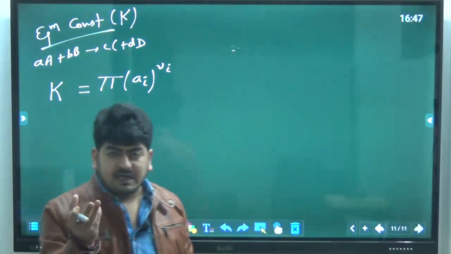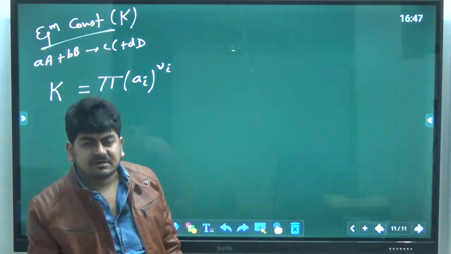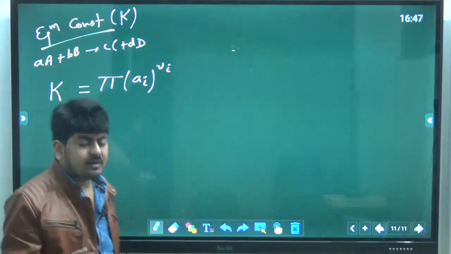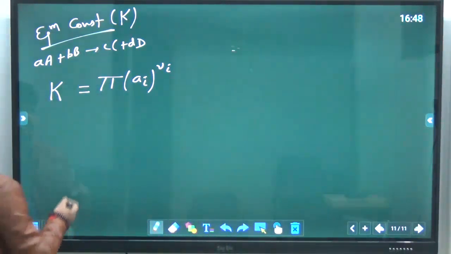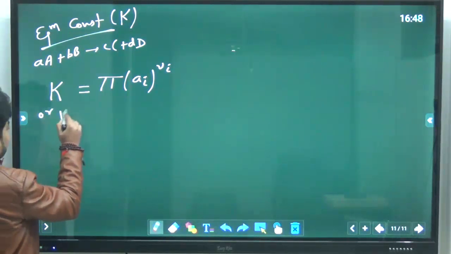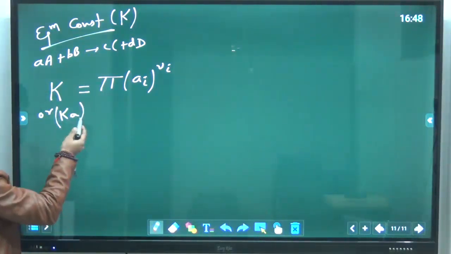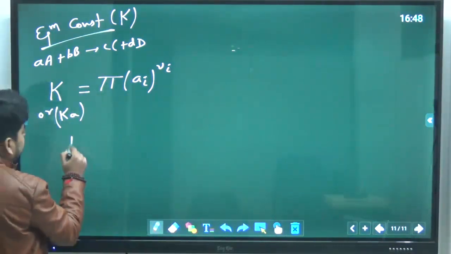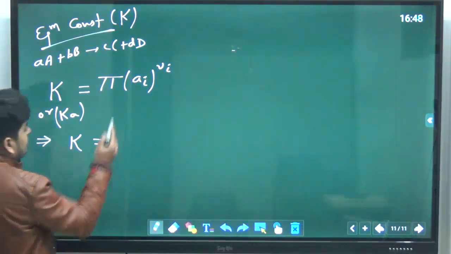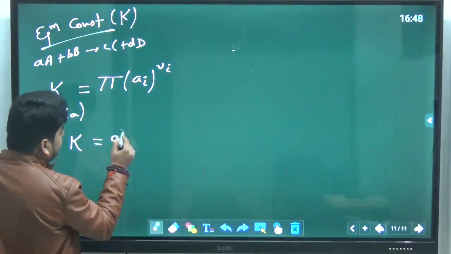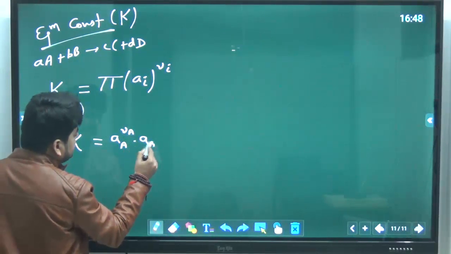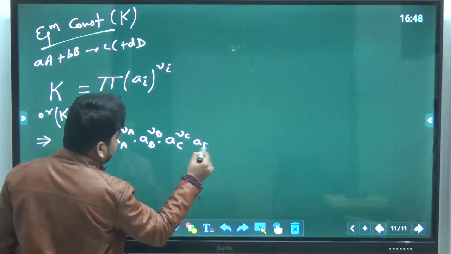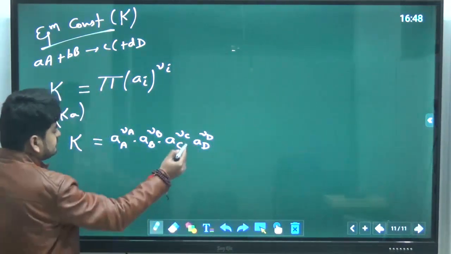For example, 10 moles of A I have fed and only 7 moles reacted. So the effective concentration will be 0.7, 7 by 10. So like that you have to understand. And it can also be denoted by Ka, capital K, that is the equilibrium constant in terms of activity. And what is the meaning of product summation? I hope you know that. Product summation means aA power nu A into aB power nu B into aC power nu C into aD power nu D.